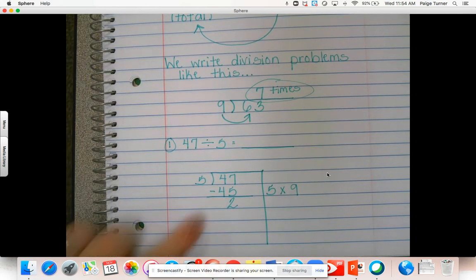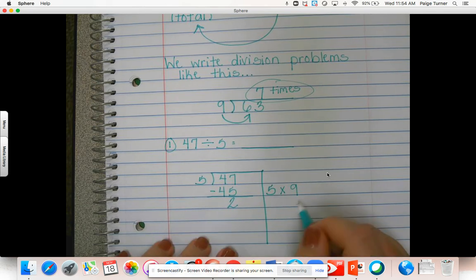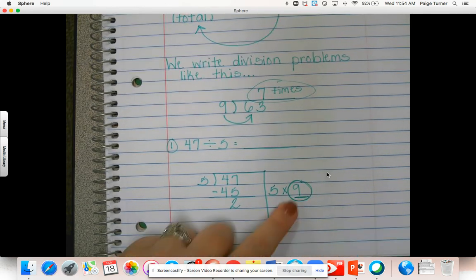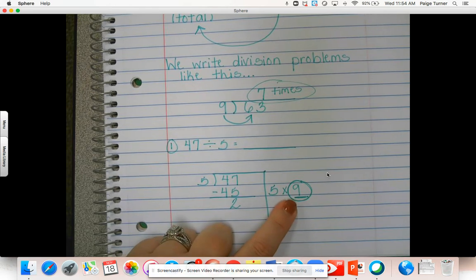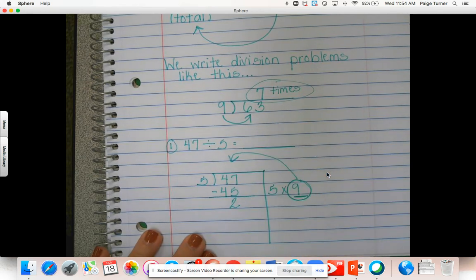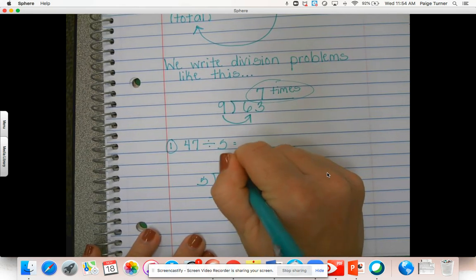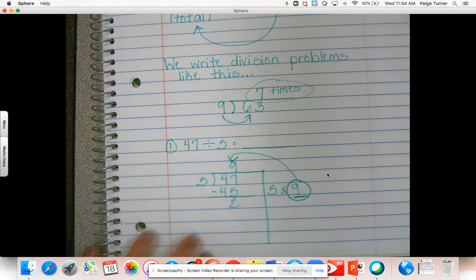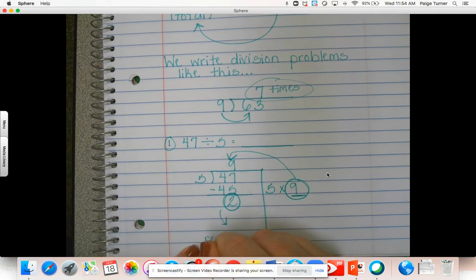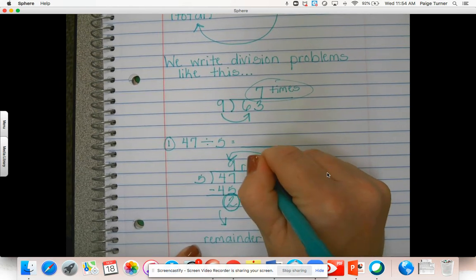So to get that 45, we had to multiply by 9. This right here is your partial quotient. So we're going to take our partial quotient and we're going to start to write it as our answer. So that's 9. And then what did we have left over? This is what you have left over. So this 2 here, write this with me. This is your remainder. This is what you have left over. Okay, so we would have a remainder of 2.